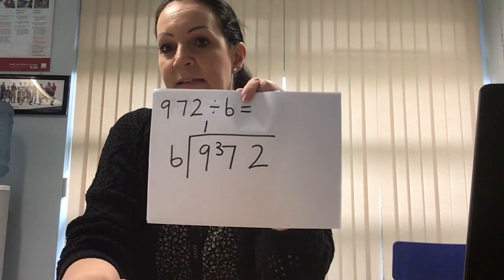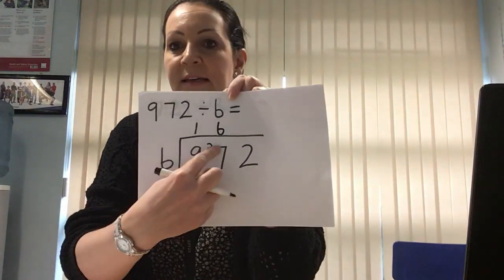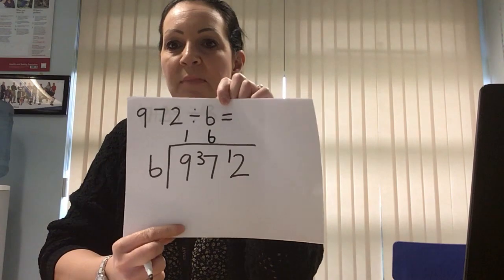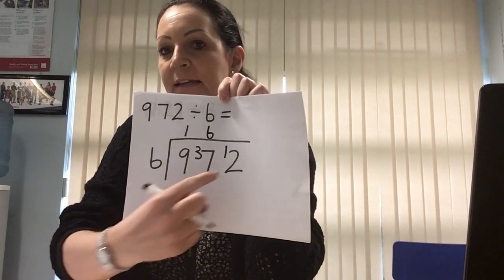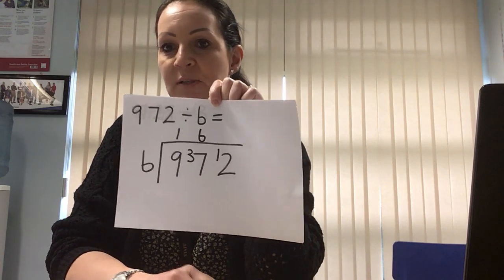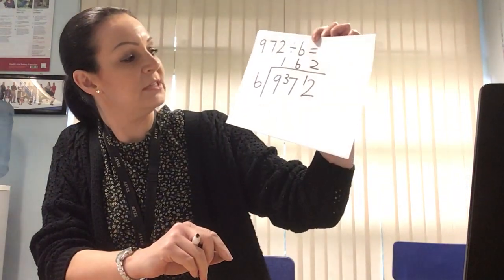6 times 6 is 36, isn't it? So we've got enough there with our 37. So I'm going to do 6 times 6 is 36. We had 37, so we've got 1 left over, which will go into the next number. And then 6. How many 6s go into 12? I know that 2 times 6 is 12. That goes into that exactly, doesn't it? So 972 divided by 6 would be 162.